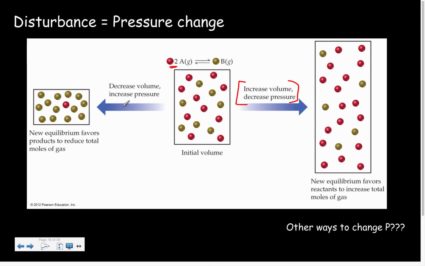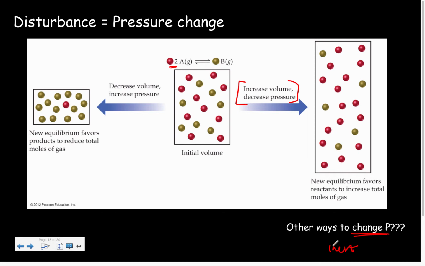Likewise here, if we decrease the volume and increase the pressure, we're going to try to decrease the overall pressure, which means shift to the side that's going to decrease the number of particles colliding with the walls of my vessel. Do note that there are other ways to change pressure.